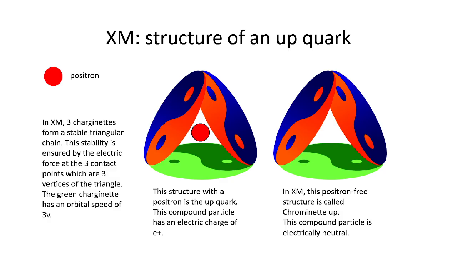In XM, this positron-free structure is called chrominate up. This combined particle is electrically neutral.